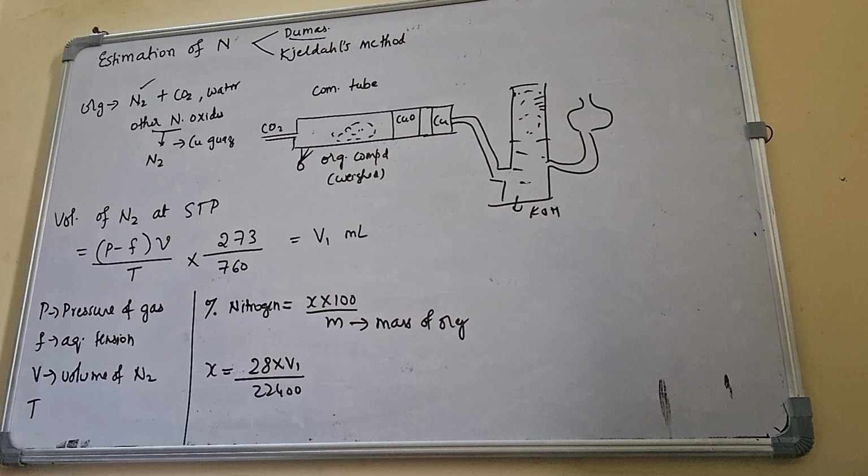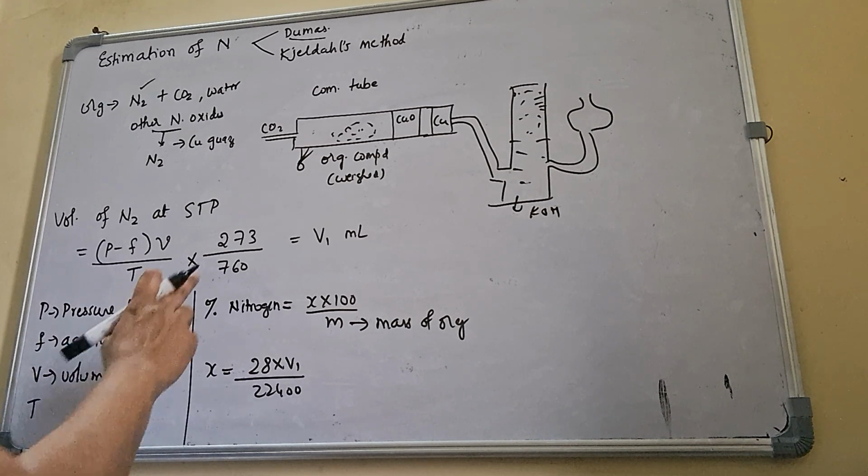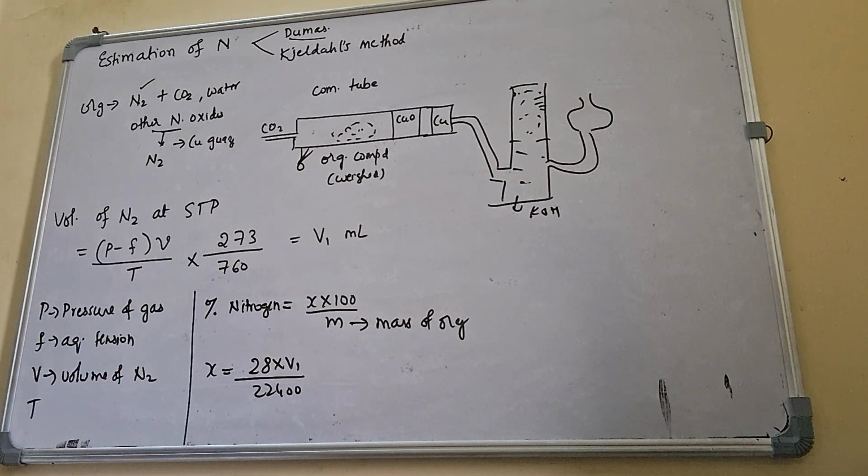It is basically PV by T only, the same thing. Of course, you don't have gas loss. If gas loss was there, this would have been easier for you, but anyways, we don't have to really worry about it. For now, you can just remember this formula. 760 is the atmospheric pressure. 273 is the STP temperature. And this X is the mass of nitrogen for the volume at that particular STP. Once you get that volume, you will be able to calculate the percentage nitrogen. That is about the Dumas method.